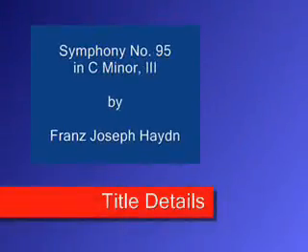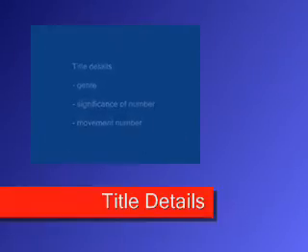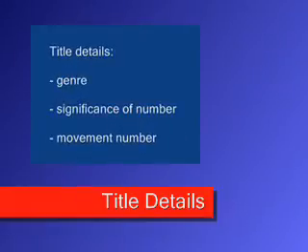Symphony Number 95 in C minor, third movement by Franz Joseph Haydn. Let's take a careful look at the title of this composition to determine its genre, the significance of the number of the symphony, and the movement number.